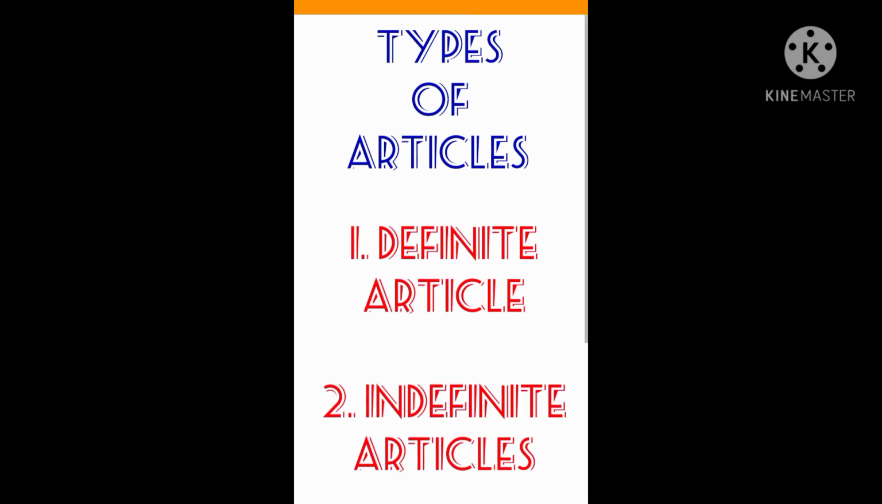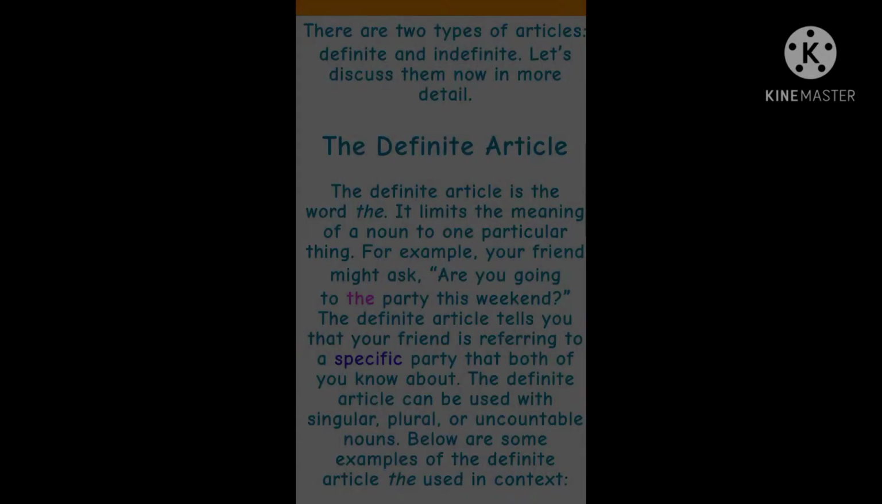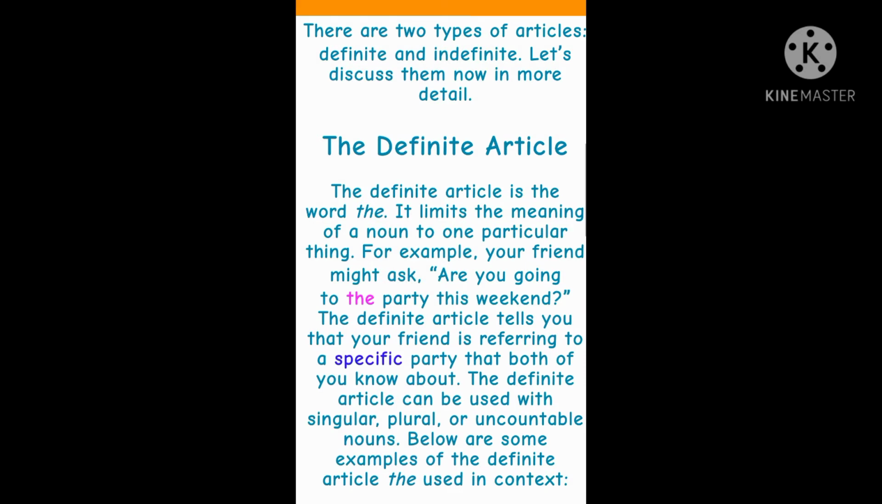After getting the definition of articles, now let's look into the types of articles. How many types of articles are there? There are two types of articles. They are definite article and indefinite article. What do you mean by the definite article? The definite article is the word the. It limits the meaning of a noun to one particular thing.